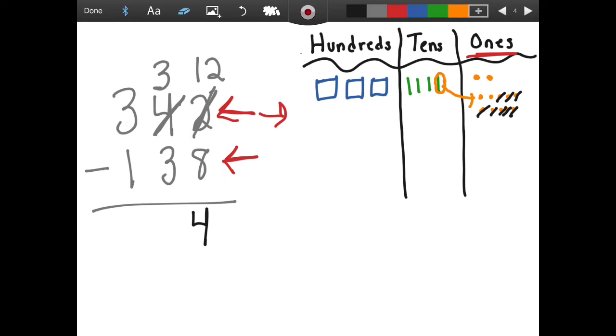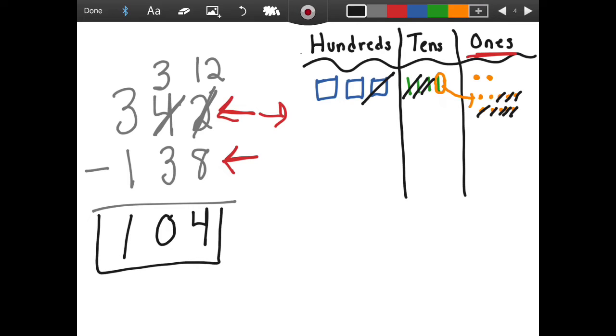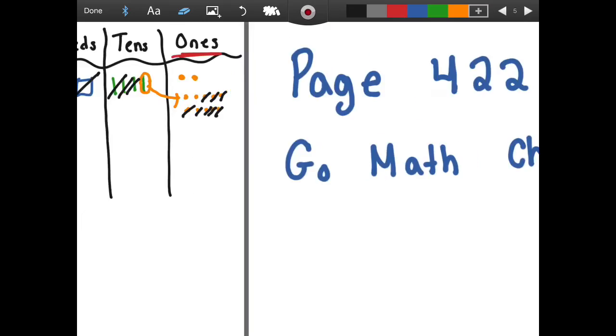We had 3 tens, and we're going to cross off 3 because we have 3 minus 3. And we have 0 tens left over. And then we had 3 hundreds, and we're going to take away 1, leaving the difference of this problem to be 104. So second graders, remember that when we don't have enough ones to take away, we have to call up the tens and ask if we could borrow some.